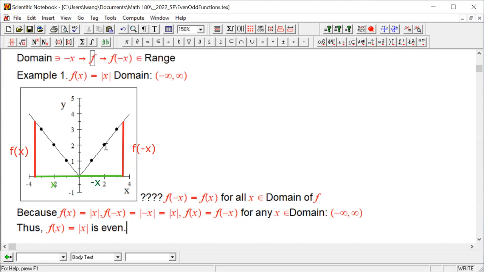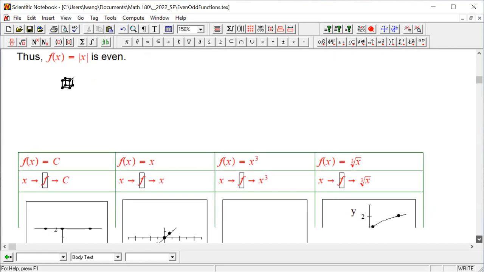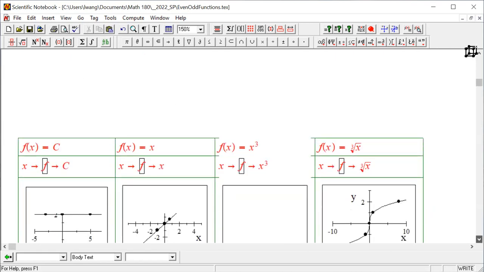Okay, you can see the even function has a very interesting feature. It's symmetrical with respect to the y-axis. Now we see the feature, we understand the geometric appearance and the features. So now let's take a second look at all of these functions we have discussed. Which one of these looks like an even function to you?